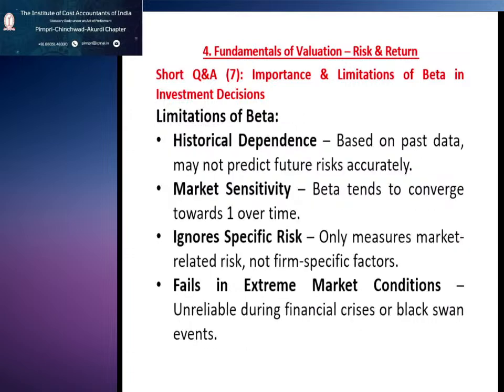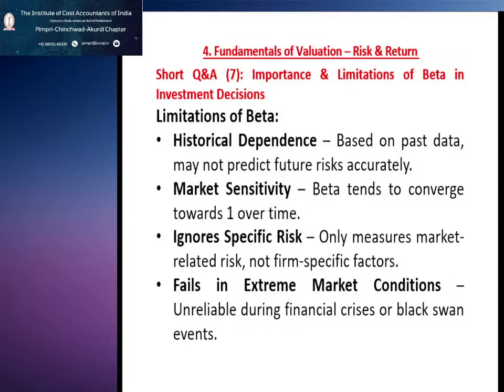Then comes the limitations of beta. Of course, like any other measurement, beta, which is a measurement of systematic risk, and systematic risk is the relationship of a particular stock's volatility vis-a-vis the market trend, has its own limitations also. The first and foremost limitation is the historical dependence. So it is based on past data, may not predict future risk accurately. That's the limitation of this beta.